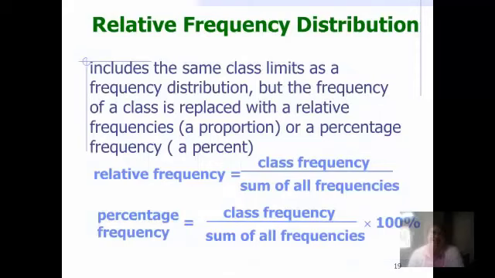Okay? Now, sometimes we want to do relative frequency rather than the number. When we do the relative frequency, we simply take the frequency divided by the sum of all frequencies. This is going to be a decimal number. And then a percentage frequency is just the relative frequency times 100. In other words, we took our decimal times 100 to get a percent.